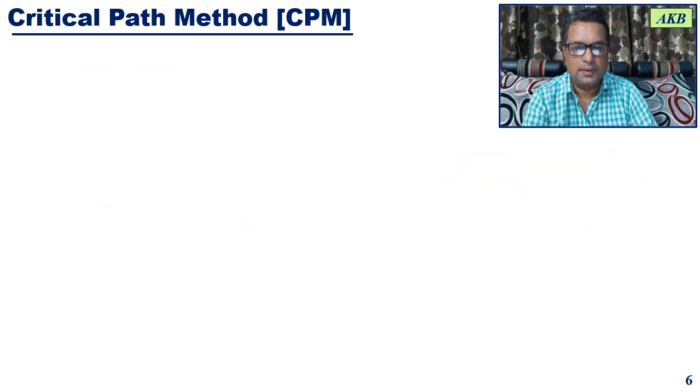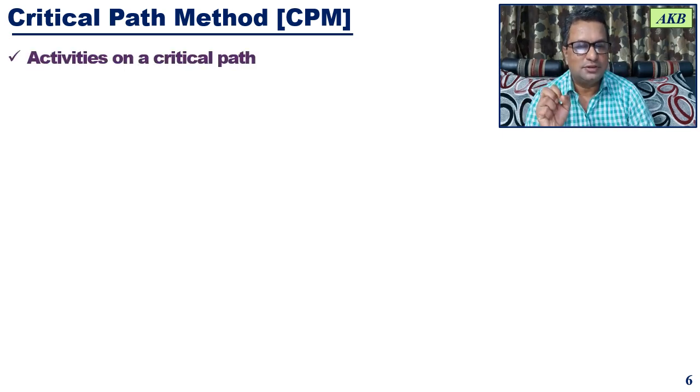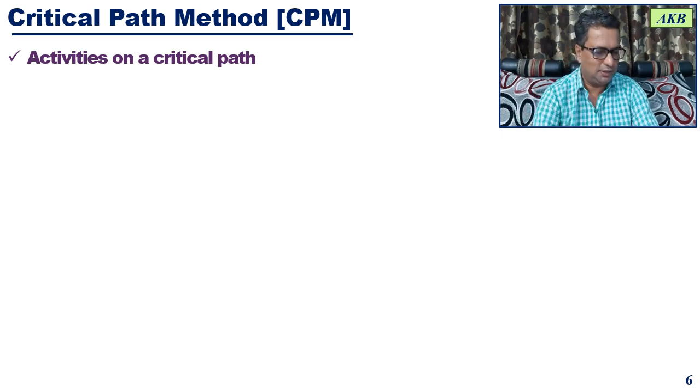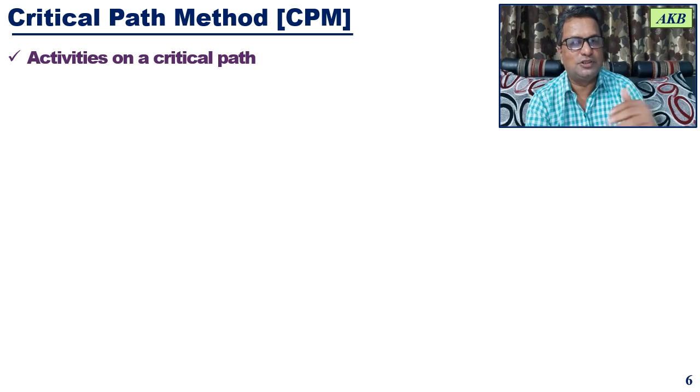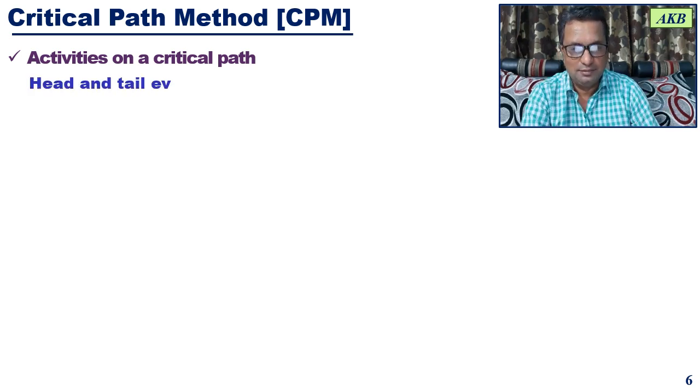So now we know what is slack for an event, and what are floats for an activity: three different types of floats. You have total float, free float, and then independent float. Now let us learn how to use the values of slack and the different types of floats to identify activities on a critical path. So in short, we are going to understand how to identify activities on a critical path.